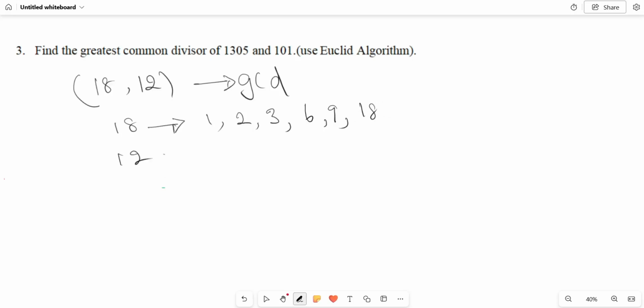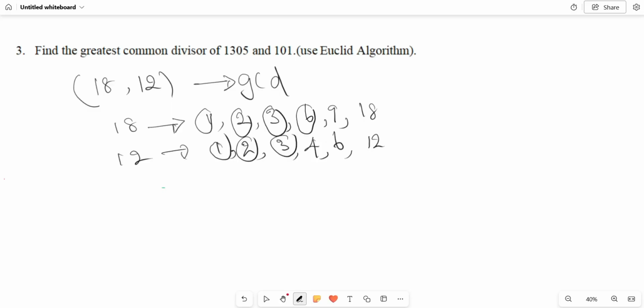Okay, what about 12? For 12, you can divide by 1, and 2 and 3. What about 4? Yeah, 4. 5 can't, 6 yes. 7 can't, 8, 9 can't, and after that 12. Okay, 12 divided by 12. So now these are the divisors of 18 and these are the divisors of 12. Tell me what the common divisors are. You can see 1 and 1 is there, 2 and 2 is there, 3 and 3 is there, and 6 is also there. All the others are not common.